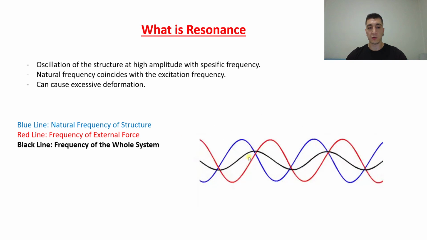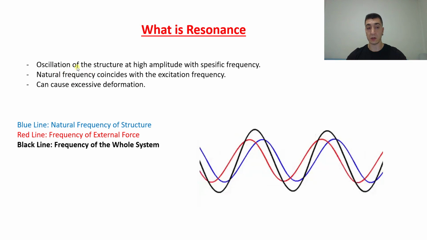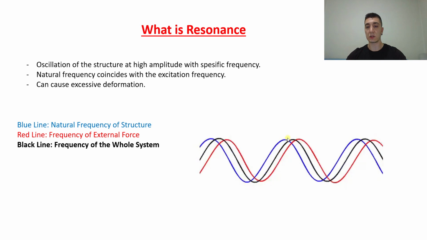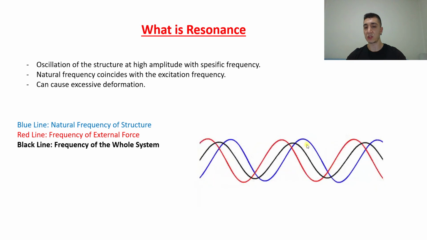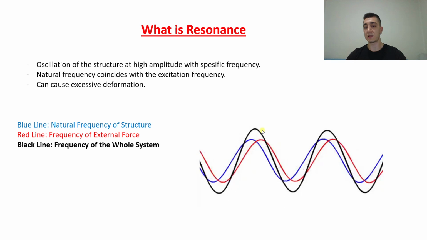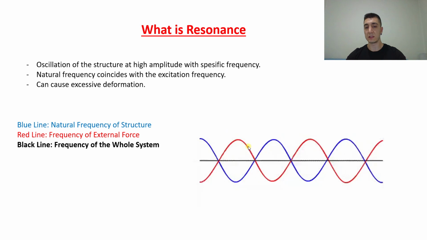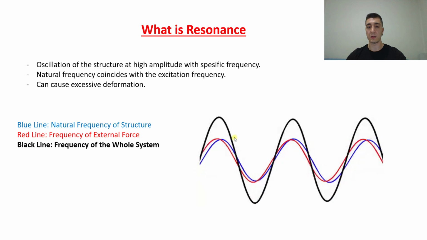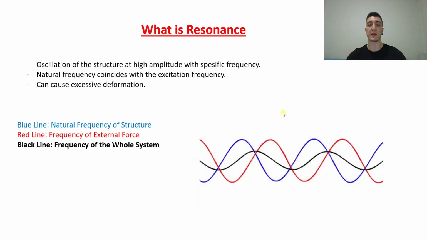If we follow the red line and the blue line, as we already said, the natural frequency, the blue line, coincides with the red line, and the resonance occurs in the black line. When the blue line and the red line are matched, the amplitude of the black line is the biggest, and this is called resonance. This can cause excessive deformation. As you can see here, the biggest deformation on the system is observed on the black line. We can say that resonance is when it has high amplitude.